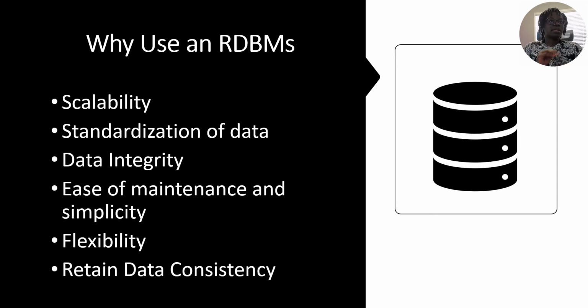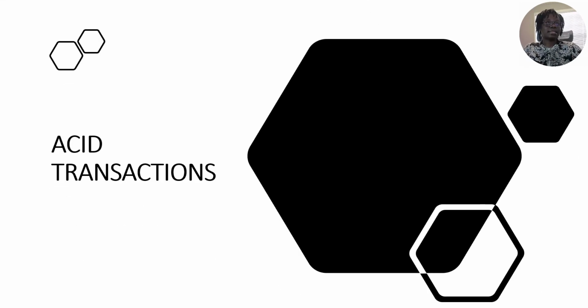And the last one that I have here is that it helps you to retain data consistency. This is because relational database management systems are ACID compliant, and it is easy to add or modify items whilst maintaining this consistency. When I say ACID, I mean a database property, which I'll cover in my next slide. So now we come to ACID properties or ACID transactions.